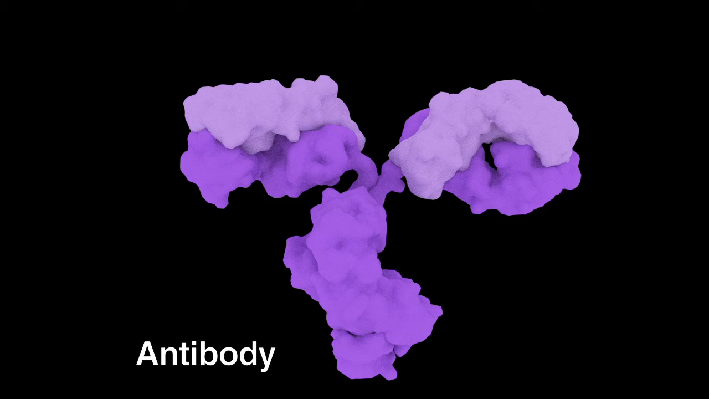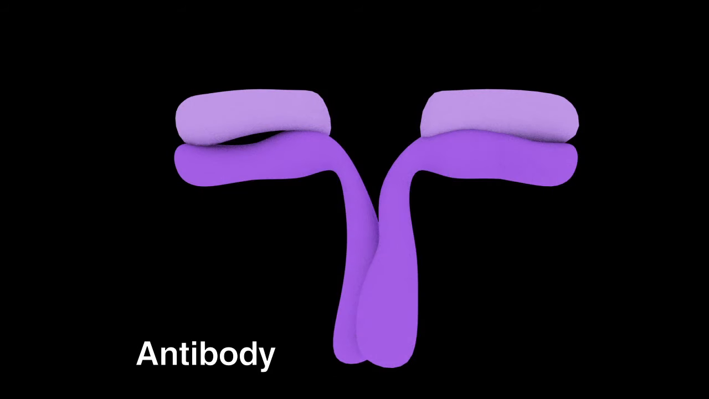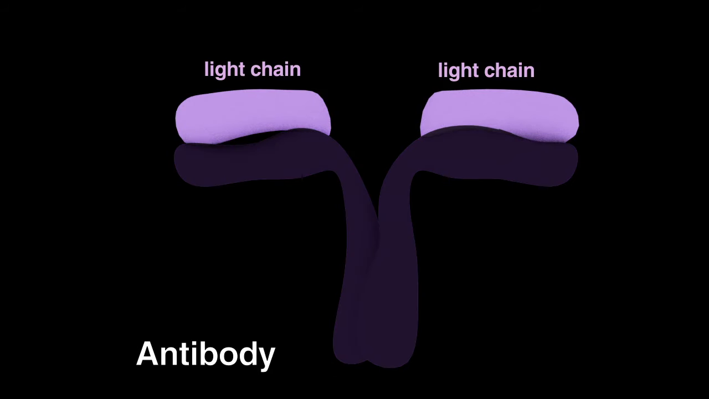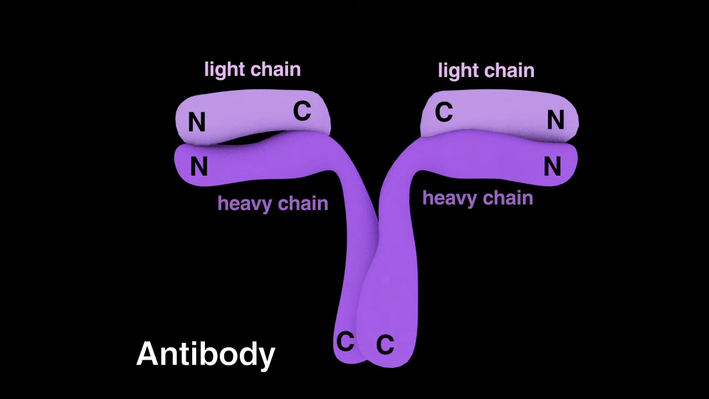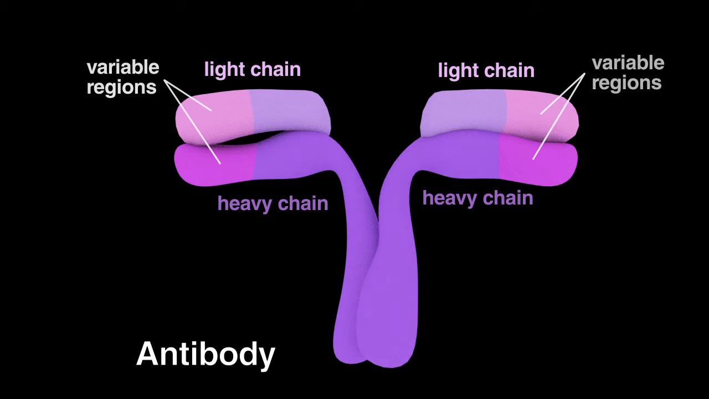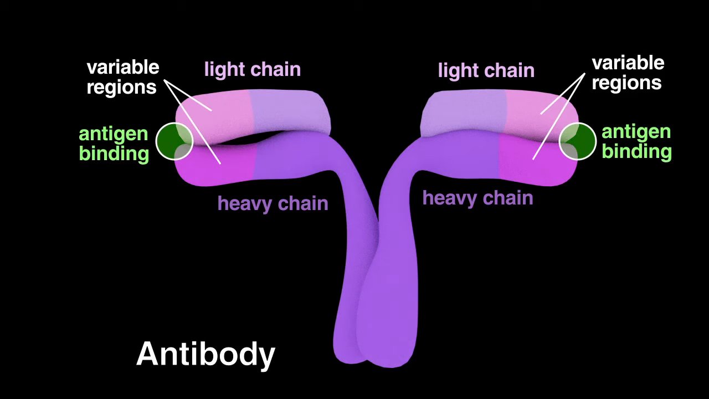Antibodies are Y-shaped proteins and are made up of four polypeptides or protein chains: two identical shorter chains called light chains, and two identical longer chains called heavy chains. The N-terminus of the four polypeptide chains vary significantly in sequence from one antibody to the next and are called variable regions. Variable regions are involved in antigen binding.